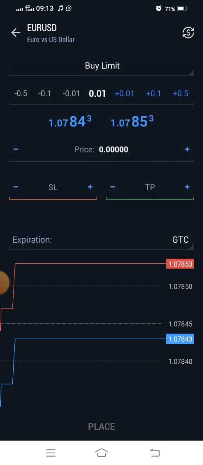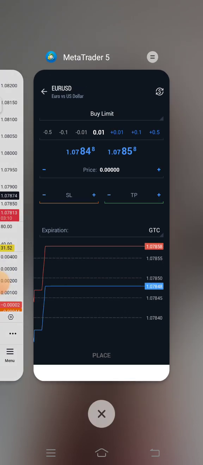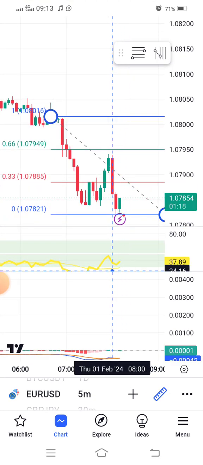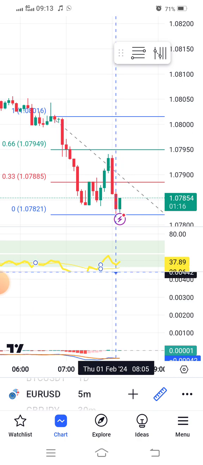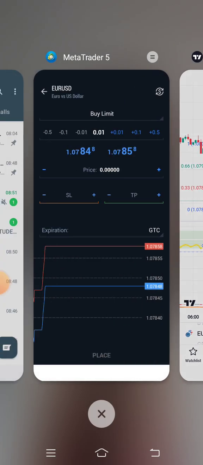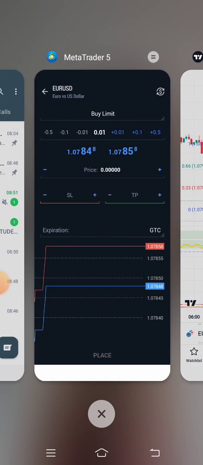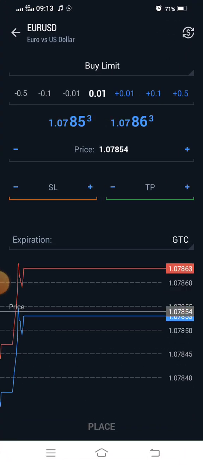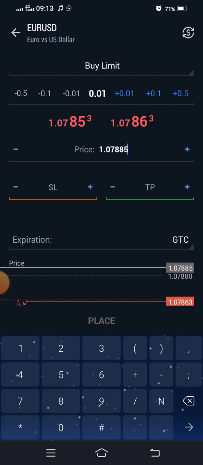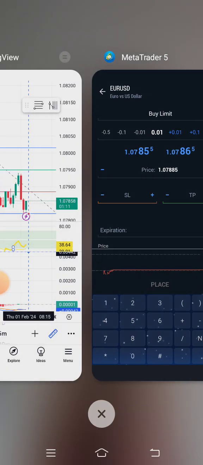Okay, so if we're setting a buy limit order, at what price are we buying? So that's when we'll come back to our TradingView to see the price we're supposed to buy. We are supposed to buy at 1.07885. The figures are right there, so it's not hard for you. 1.07885. So we want it to buy at 1.07885. Then take profit.